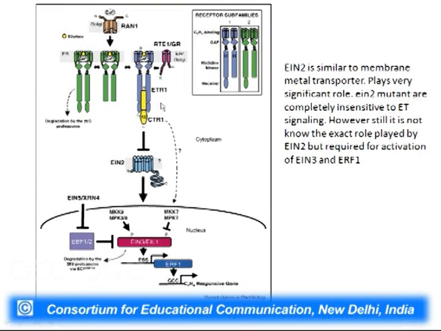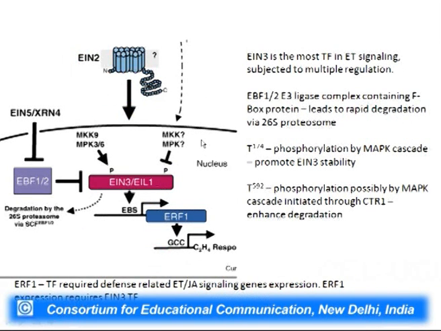Maybe I will show you one of the diagrams down here. Maybe let me go to this slide here. See here, this is EIN2. EIN2 is a protein which is really quite interesting. This is a very important component. If you make an EIN2 mutation, then ethylene signaling is absolutely blocked. It is a positive regulator. EIN2 is a protein that activates downstream kinases.